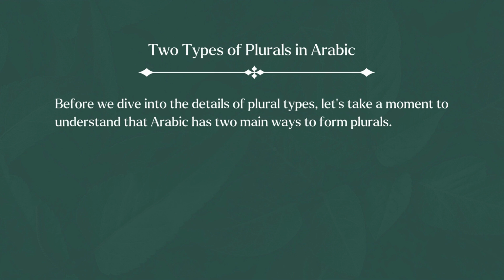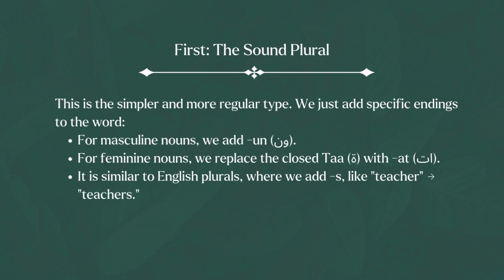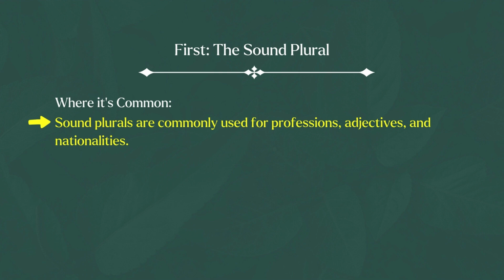Before we dive into the details of plural types, let's take a moment to understand that Arabic has two main ways to form plurals. First, the sound plural. This is the simpler and more regular type. We just add specific endings to the word. For masculine nouns, we add waw noon. For feminine nouns, we replace the closed ta with alif ta. It's similar to English plurals, where we add s, like teacher becomes teachers. Sound plurals are commonly used for professions, adjectives, and nationalities.